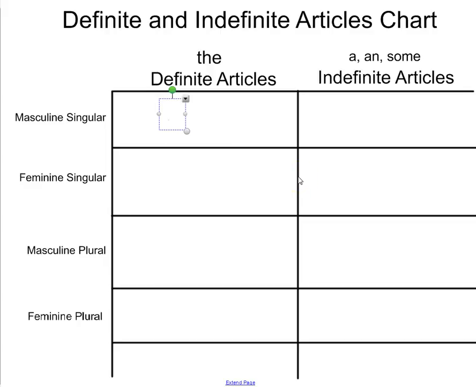So masculine singular, we're going to use the word el, of course. And indefinite article, we are going to use the word un. We should make these big. El and un. Bueno, how about for feminine singular, we're going to write in la here for feminine singular. And for the indefinite article for feminine singular, we are going to write down una. So we'll go like this.